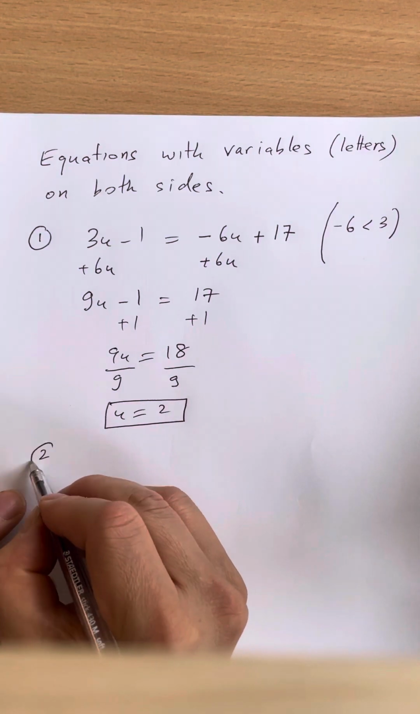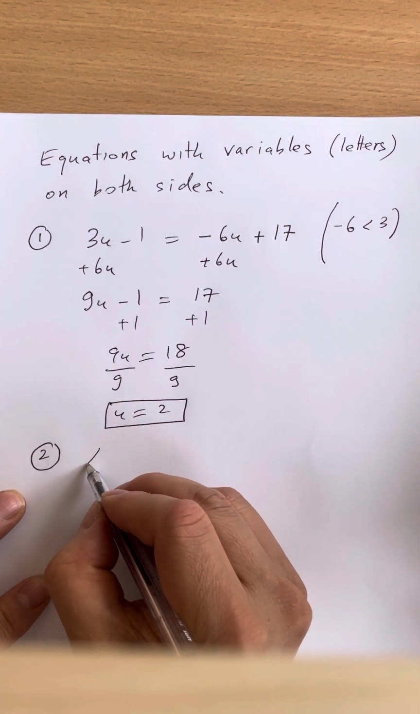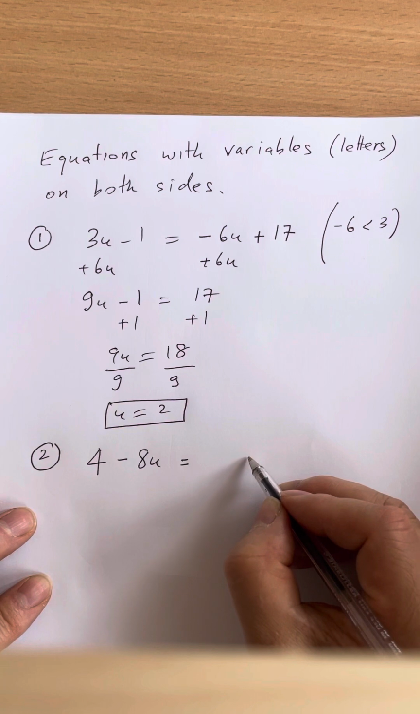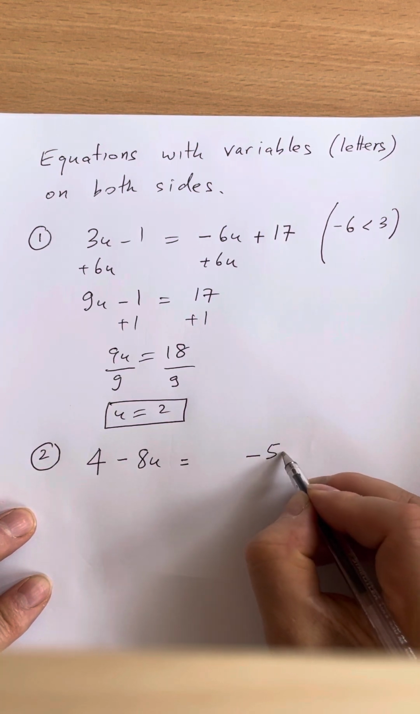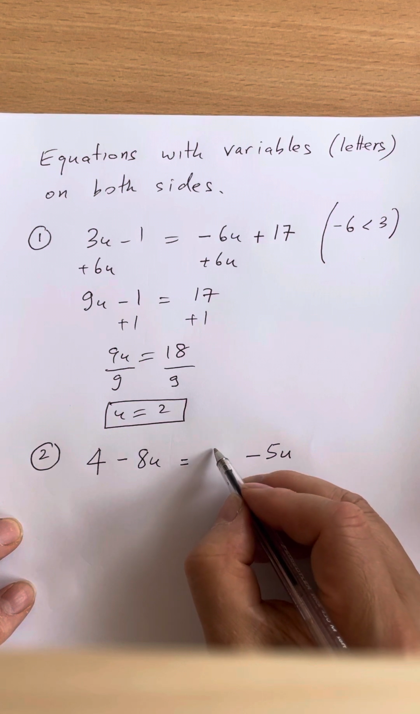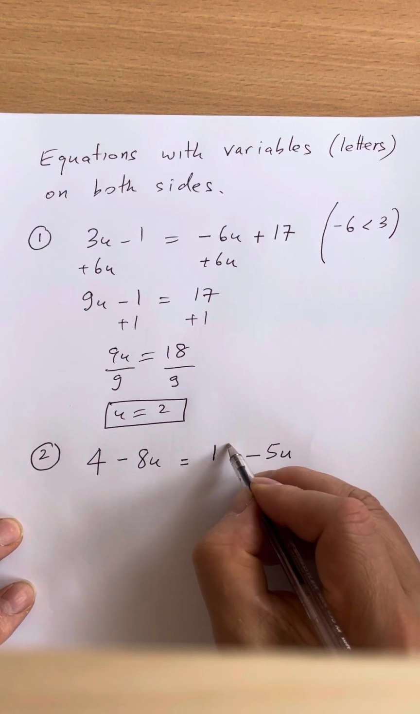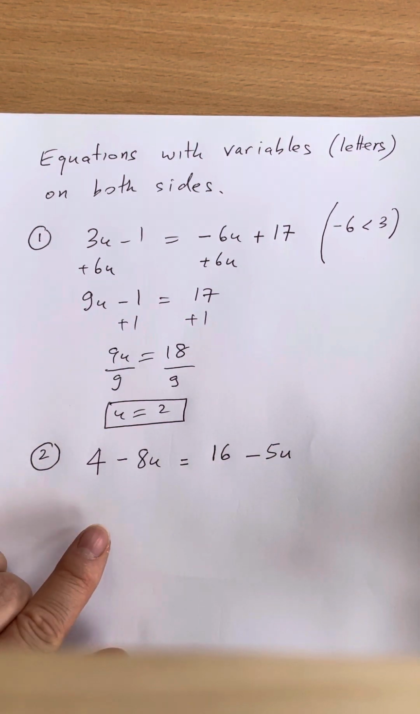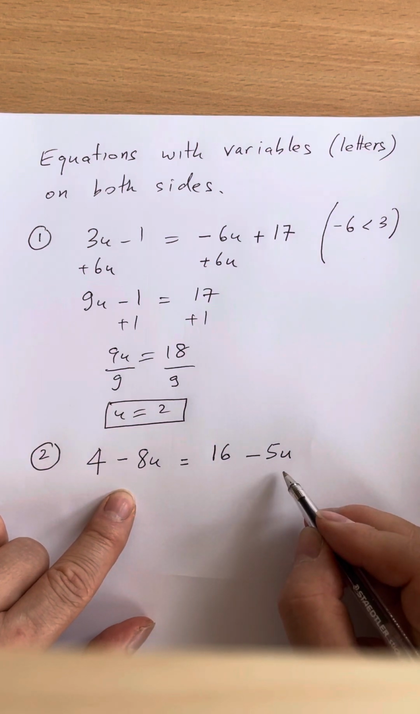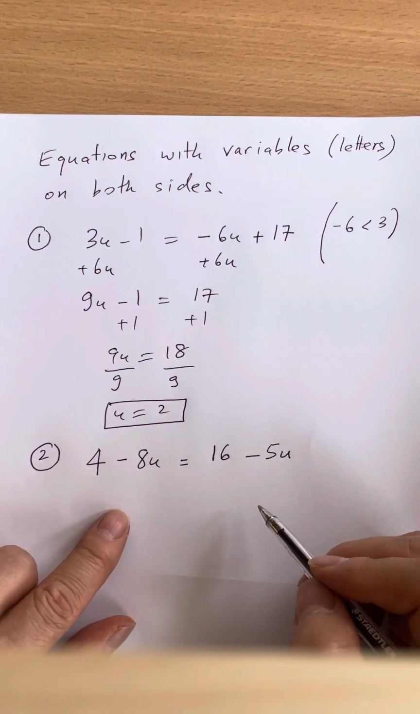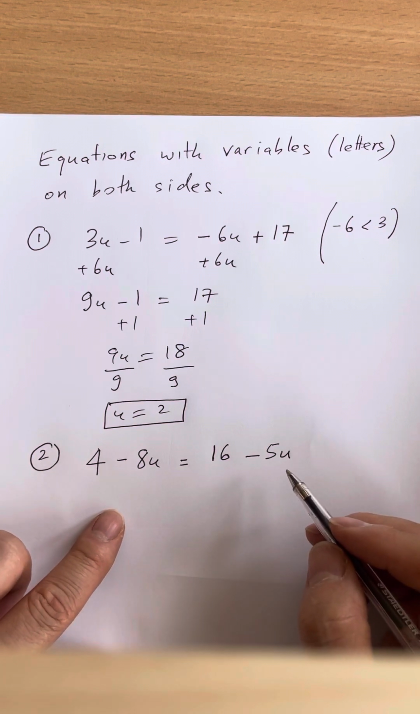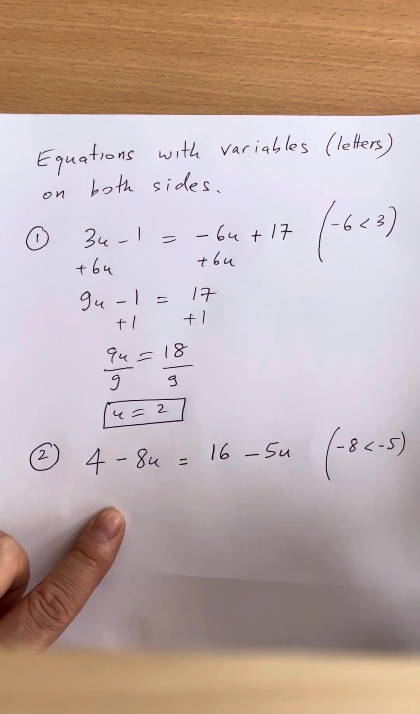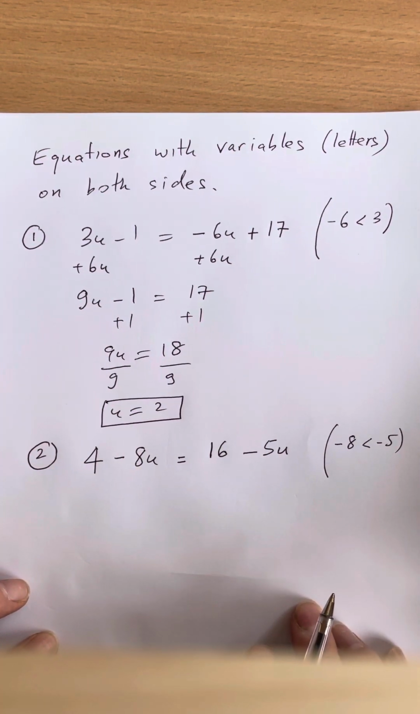The second example: you have 4 minus 8u is equal to, let's say, minus 5u, and let's say we have 16, just to make it up on the spot. Now, in this case, on the left you have minus 8u, on the right you have minus 5u. You look at the letters only, don't worry about the numbers. Which letter is smaller?